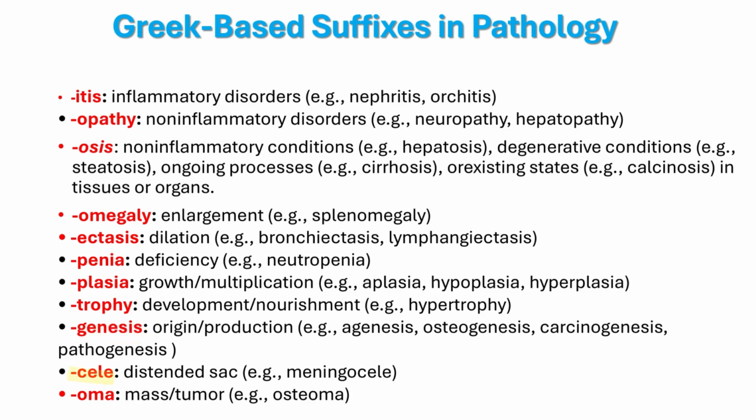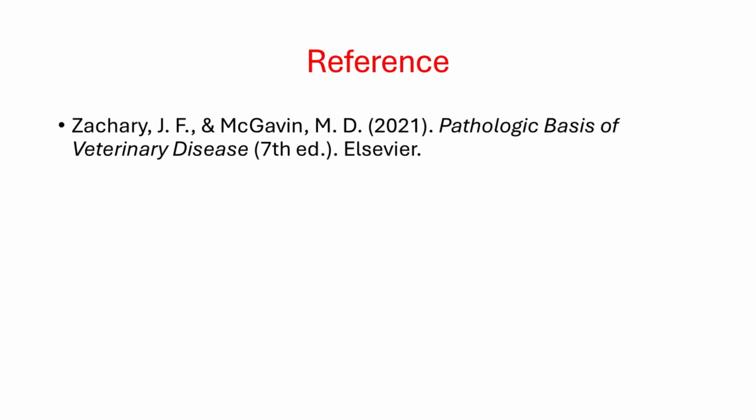Cele indicates a distended sac, like meningocele. Oma describes a mass or tumor, such as osteoma. Learning these suffixes helps you quickly understand and describe diseases in tissues and organs.